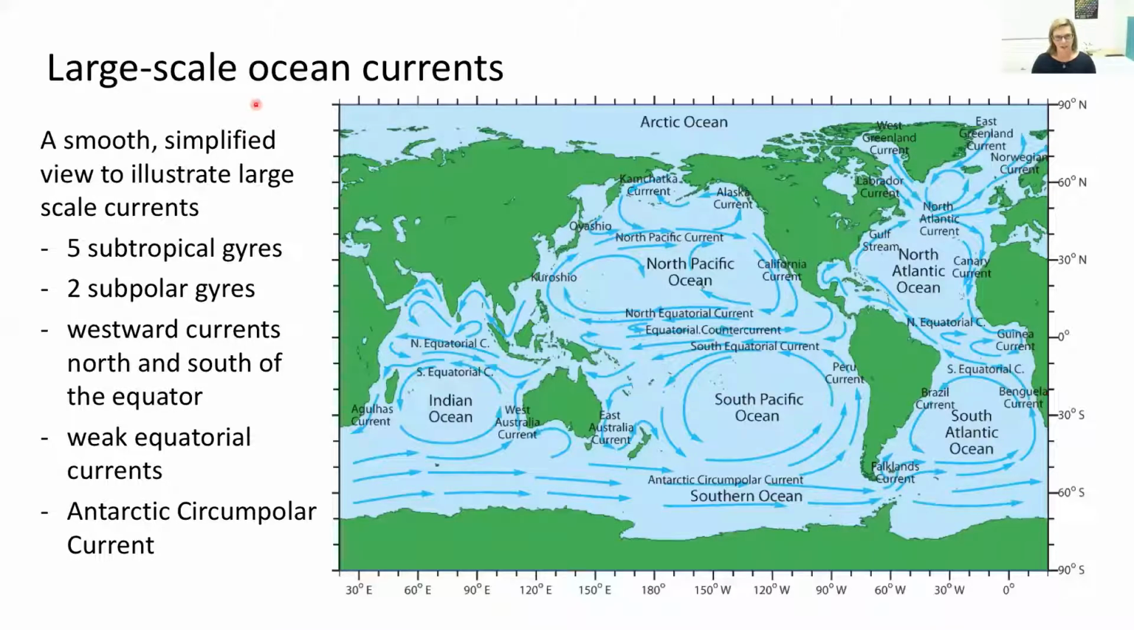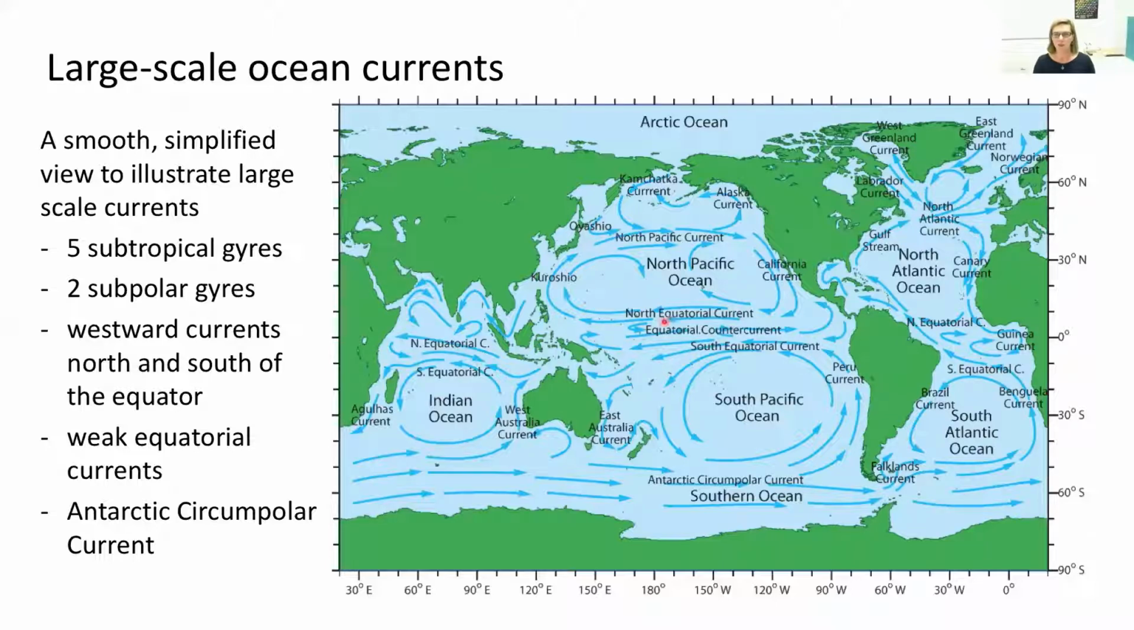Or in fact, in one slide. So here's a map of the large-scale ocean currents. It's a very smooth and simplified view, and it's just intended to illustrate the really large-scale patterns that we have. So you can see in the southern hemisphere, there are subtropical gyres that are rotating in an anti-clockwise direction in the southern hemisphere, in the Indian, Pacific and Atlantic Oceans.